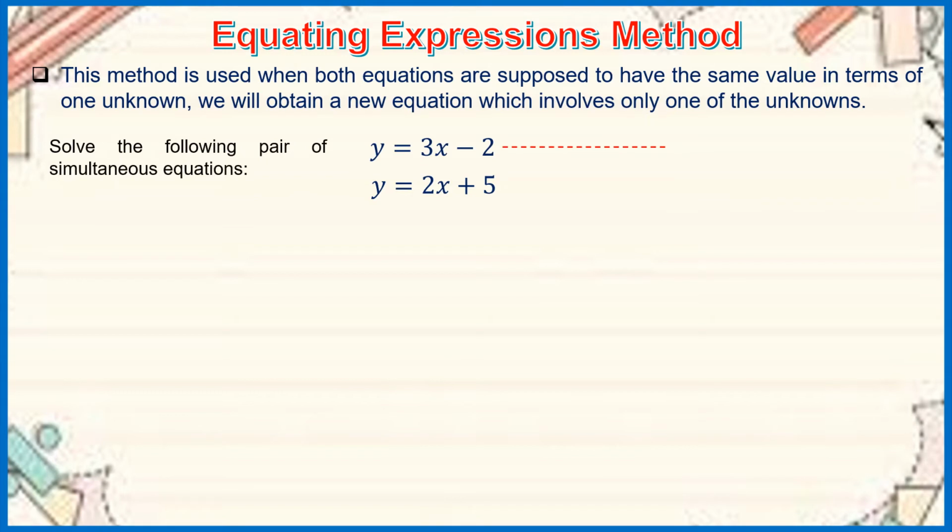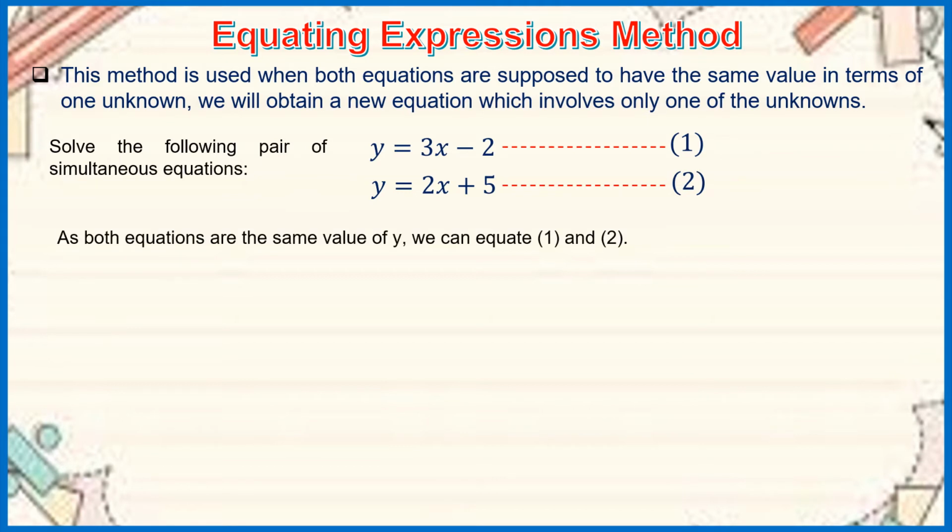y = 3x - 2 will be equation 1 and y = 2x + 5 will be equation 2. As both equations have the same value of y, we can equate 1 and 2. So y is equal to y. So therefore, we will be having 3x - 2 = 2x + 5. Then we are going to transpose 2x to the other side. It would be equal to 3x - 2x. And we are going to transpose -2 to the other side. It would be equal to 5 + 2. So take note that when you are going to transpose, the sign changes.